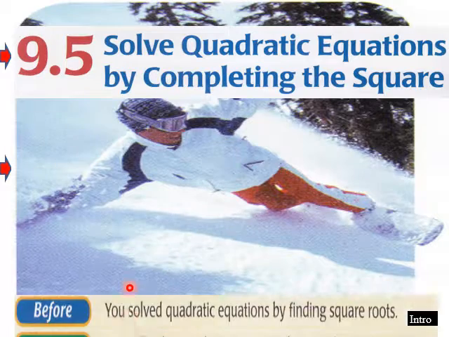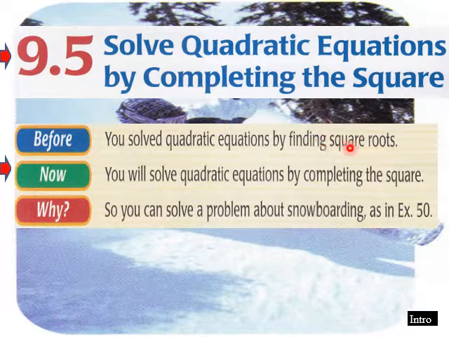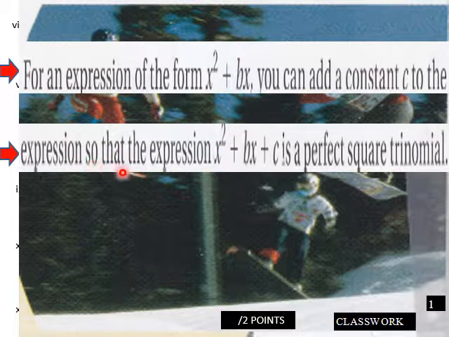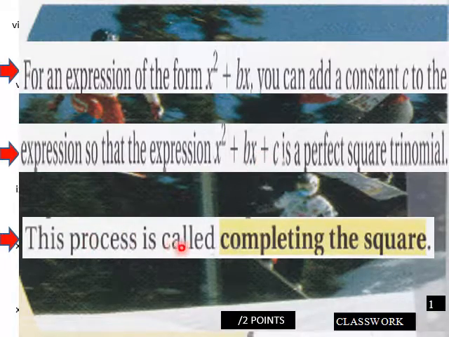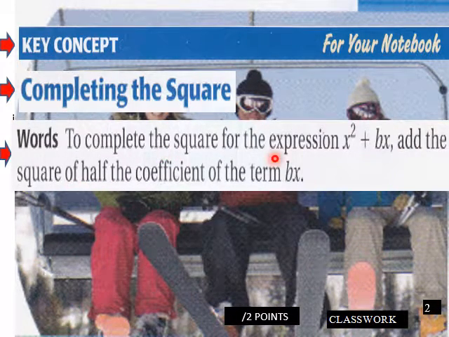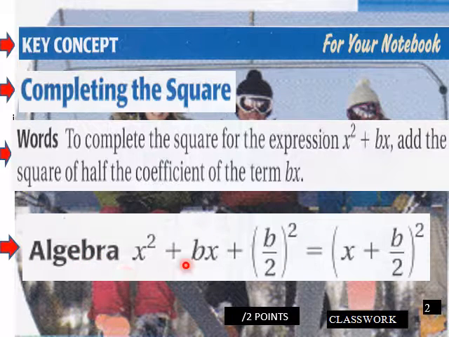Solve quadratic equations by completing the square. You've solved quadratics by finding square roots. You will solve quadratic equations by completing the square. So to form an expression of the form x squared plus bx, you can add a constant c to the expression so that the expression x squared plus bx plus c is a perfect square trinomial. This is called completing the square. To complete the square of this expression, add the square of half the coefficient of bx. So x squared plus bx plus (b over 2) squared would equal (x plus b over 2) squared. Here's our perfect square.